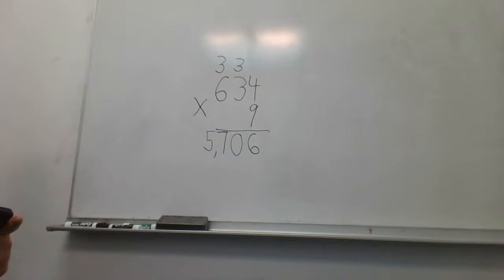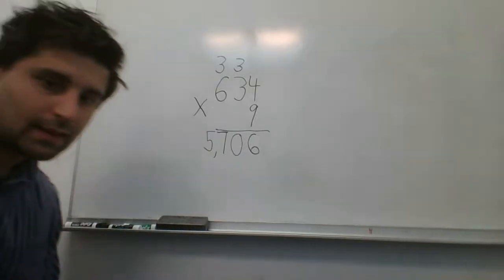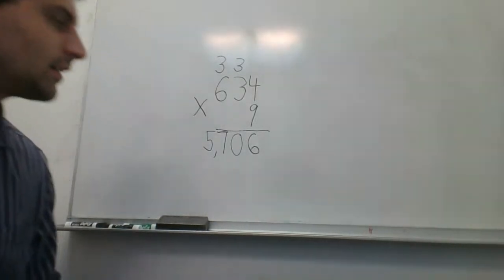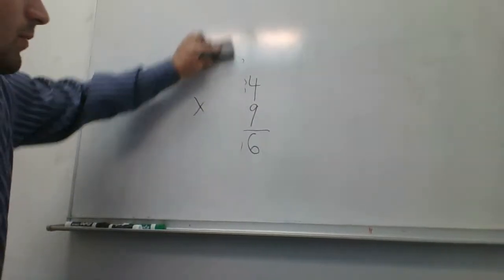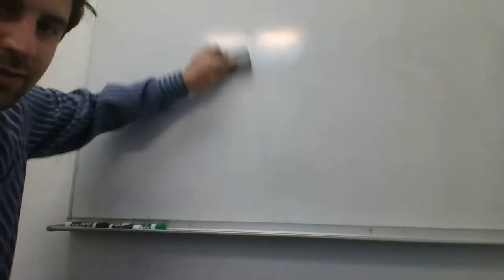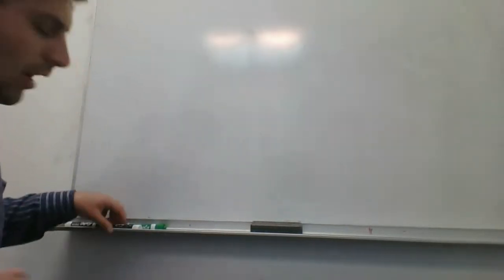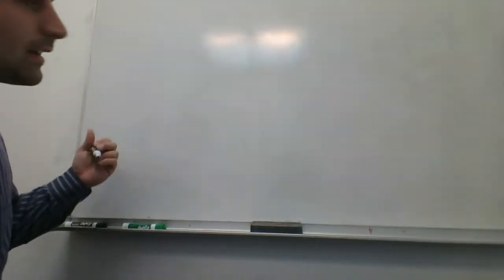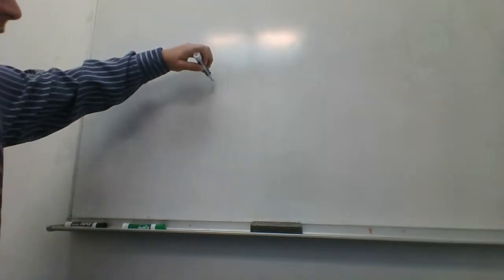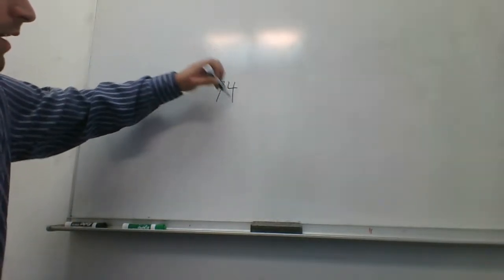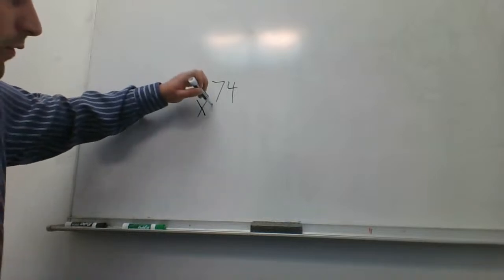Now we're going to do a 2-digit by 2-digit problem. And then we're going to take another basketball break. So, 2-digit by 2-digit multiplication problem. Then we will take another basketball break before we continue to division. All right. 74 times 48.